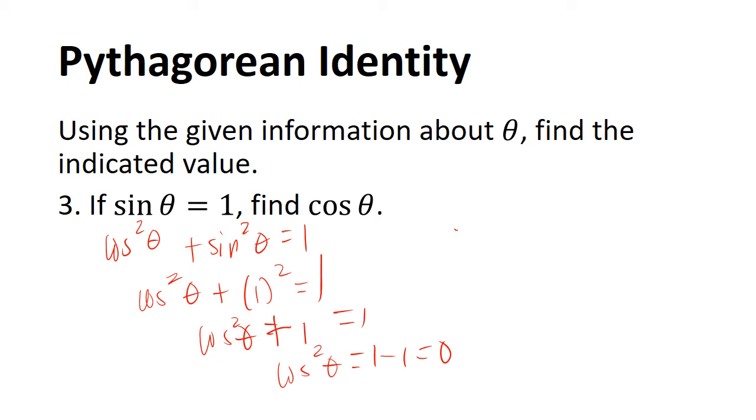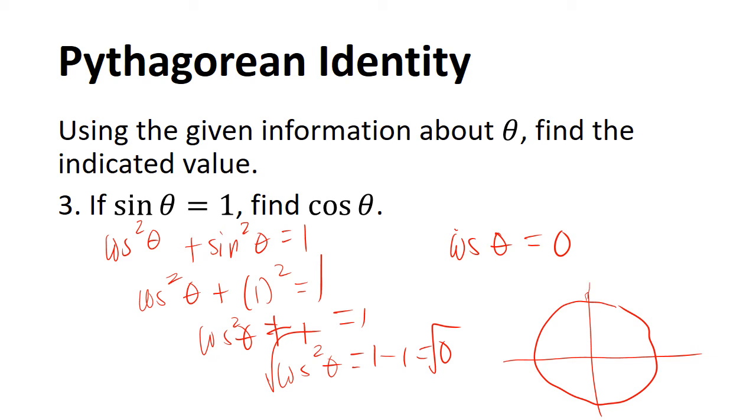So, pag kinuha mo yung square root, ang cosine ng theta ay 0. So, anong angle ang magbibigay sa atin ng 0 na cosine? So, balikan natin yung ating unit circle with radius 1.